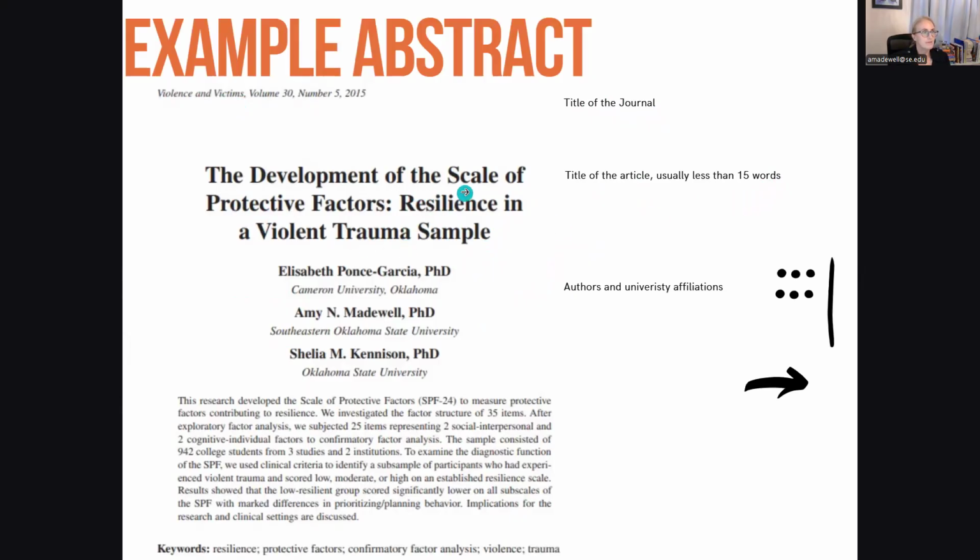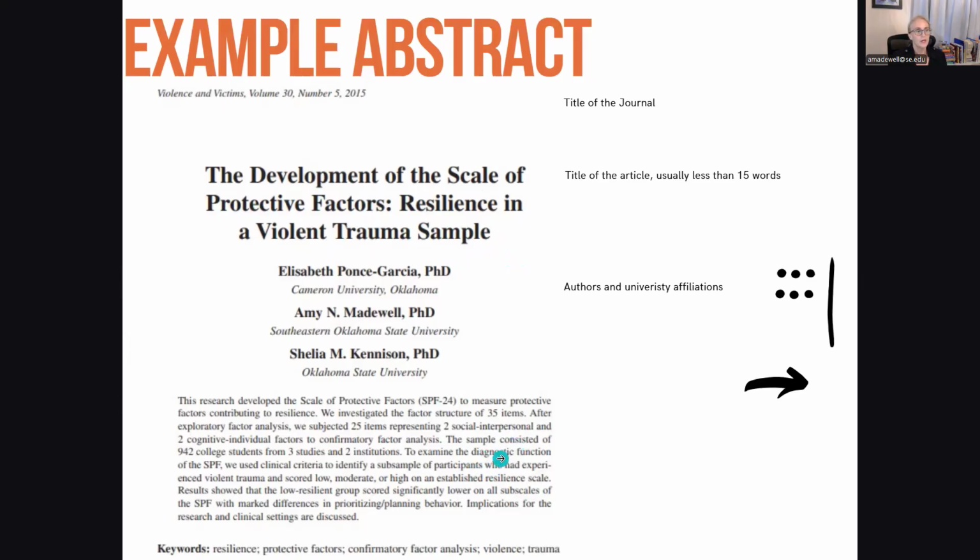The development of the scale of protective factors, resilience in a violent trauma sample. That's a lot of words. But it's explaining, it's making the scale of protective factors, it's evaluating resilience in a violent trauma sample. So all of those words add to the story. They explain what this whole article is about. Writing your title and your abstract, I usually do that at the very end of my project.